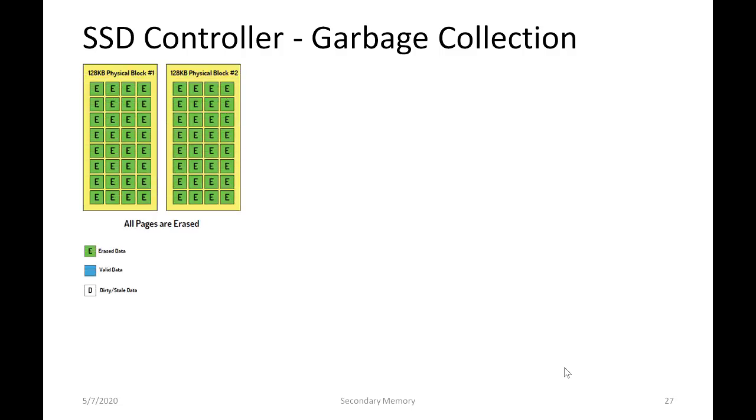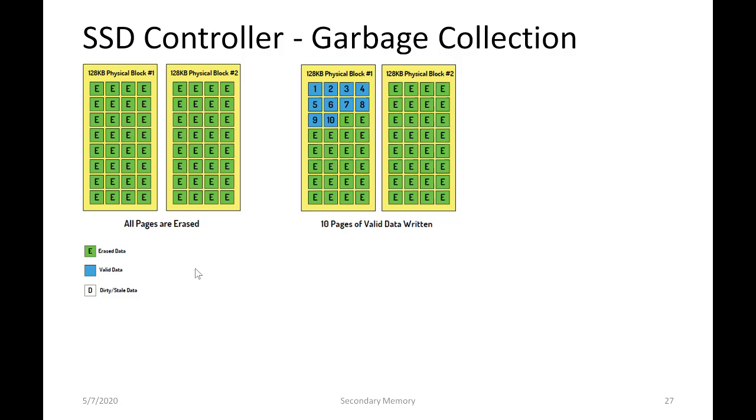So, another quick example. Let's say we have two blocks, block 1 and 2, of 128 kilobyte size, and let's say our pages are 4 kilobyte. So each of these blocks has 64 pages in them, marked as the green squares here, with E saying that they are available for the SSD controller to write. Now let's say the host has written 10 pages of data. So the SSD controller has picked the first 10 physical pages to write this updated data from the host.